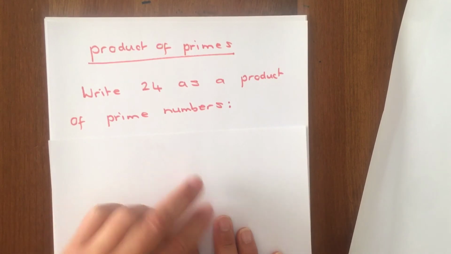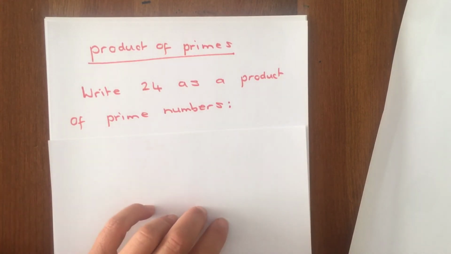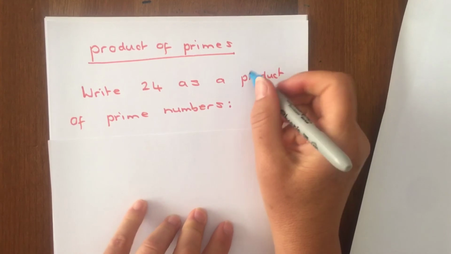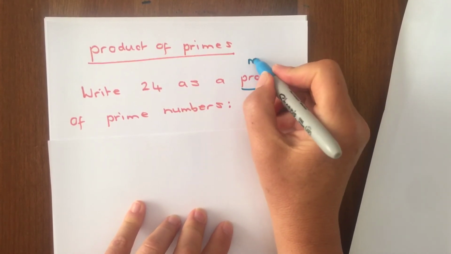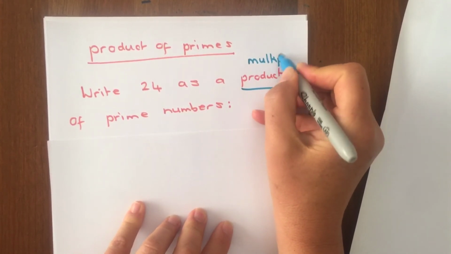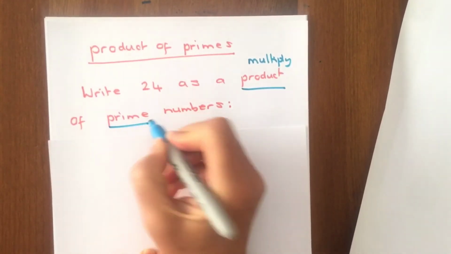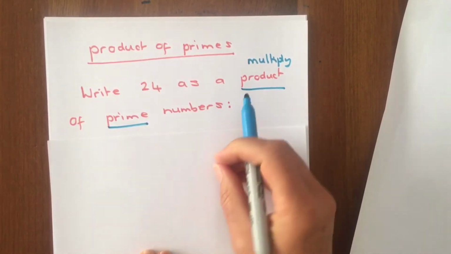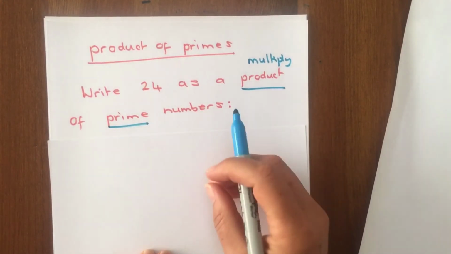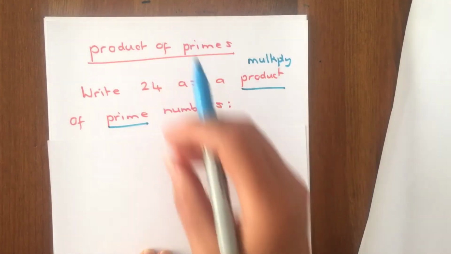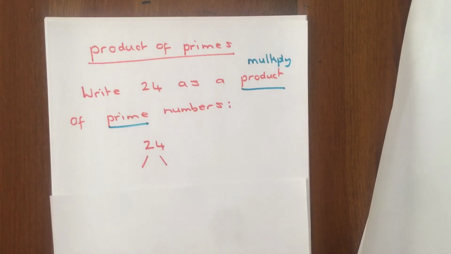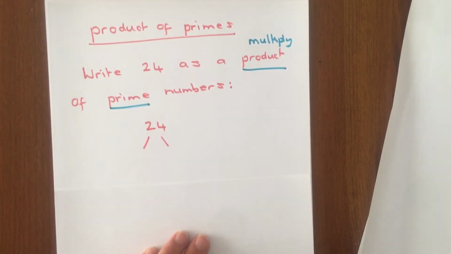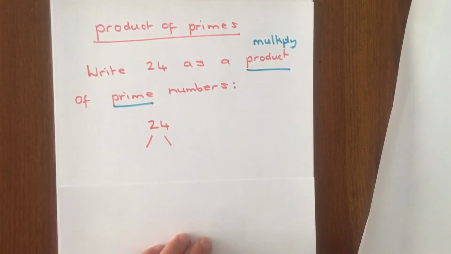So write this example down. Now, what I mean by product just means to multiply. And we know what prime numbers are. We've just done that. So we want to put 24 into numbers that multiply together that are all prime numbers and give you 24. Now, there's an easy method for this. And as soon as I put that down, you'll remember this.